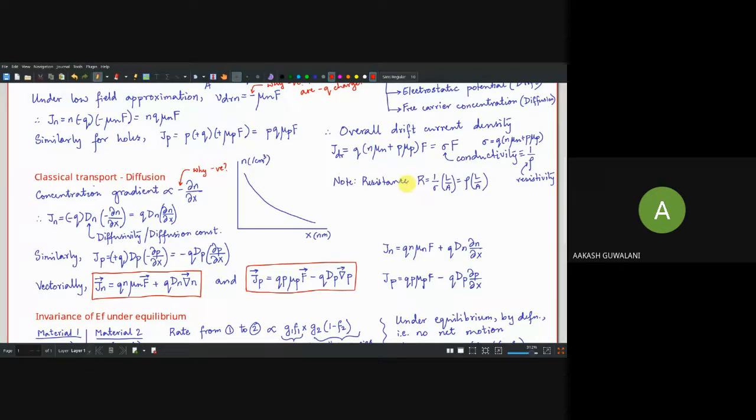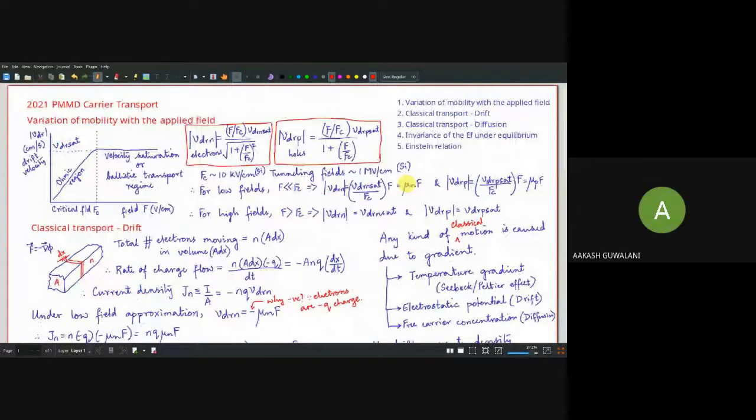Sir, if scattering increases, do we get a large amount of ohmic region? No. This ohmic region has got nothing to do with it. This ohmic region is a connection between the drift velocity and the field.